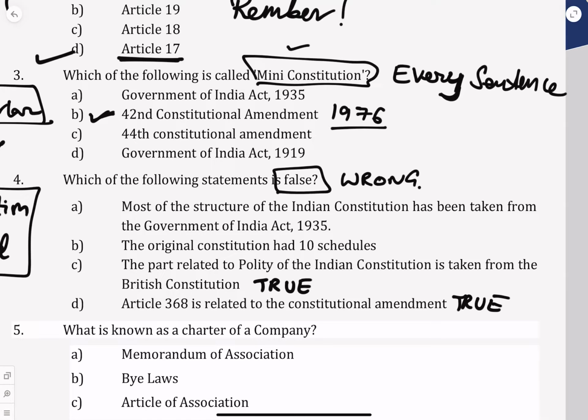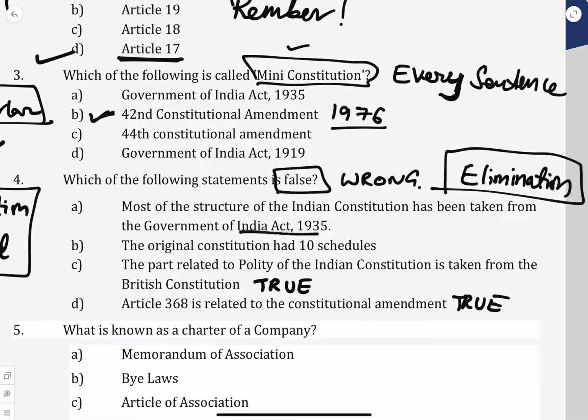So we are also doing elimination. See, in the exam, if you know, you don't have to do this. I'm just telling you so that you'll understand. Next, most of the structure of the Indian Constitution is taken from the Government of India Act 1935. This is also true. We studied this. That means, even if I don't know the answer, here the answer is B. Why? Which of the following statements is false?